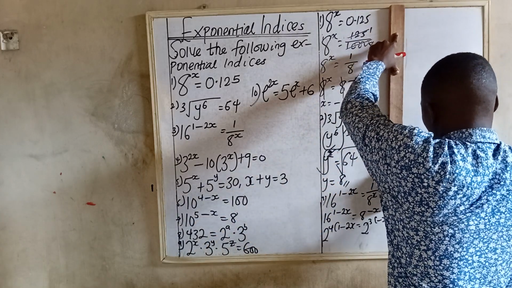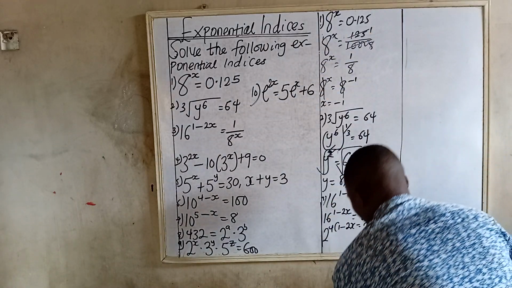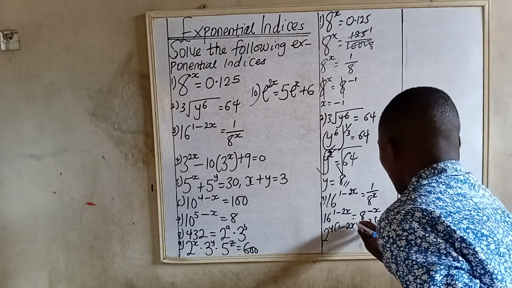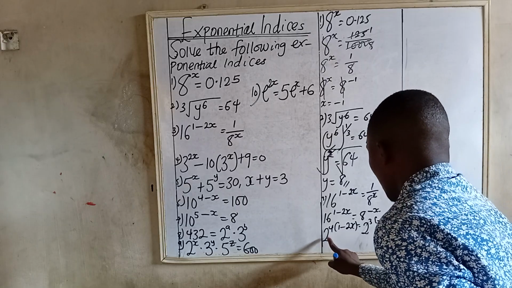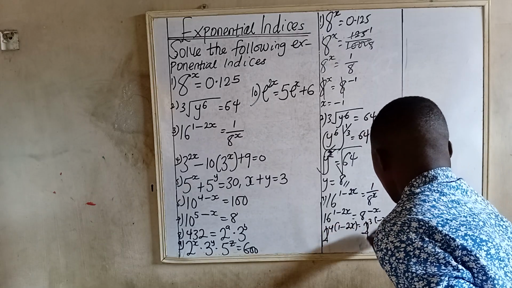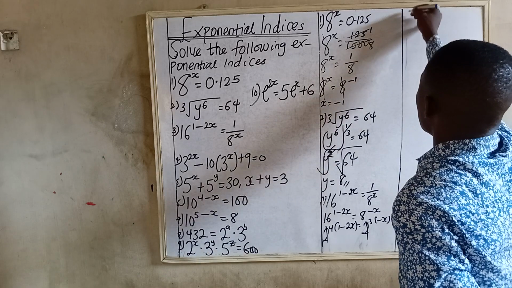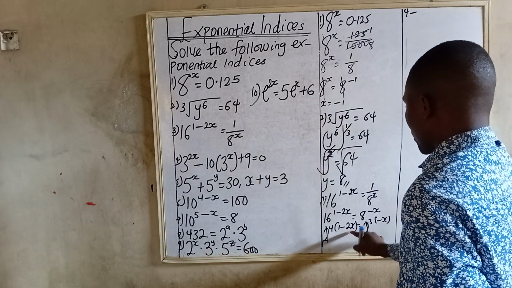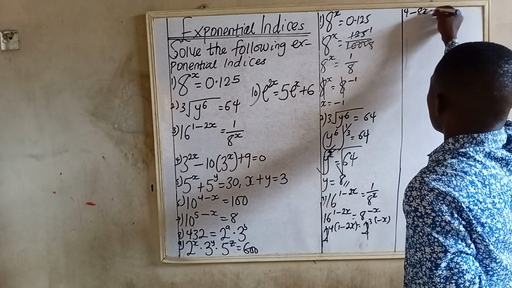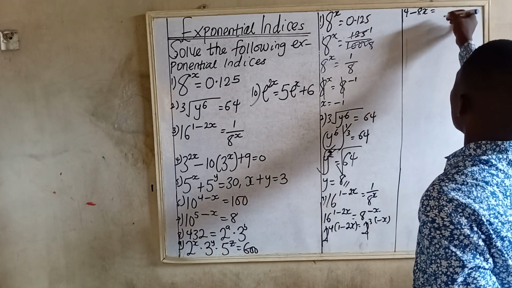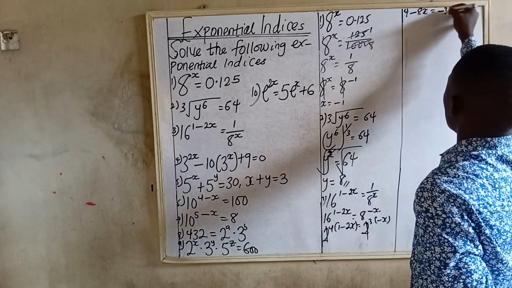We can come here. So here we can just see now the base are the same thing. These two cancel these two. Then the power. Let's open the bracket. 4 times 1 will have 4 minus 4 times 2x we have 8x is equals to 3 times minus x will give us minus 3.